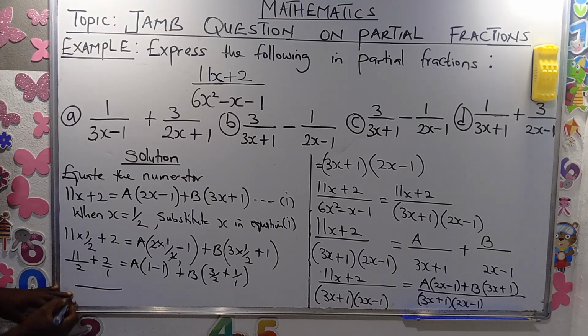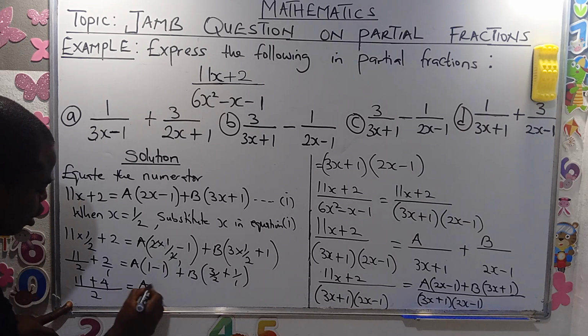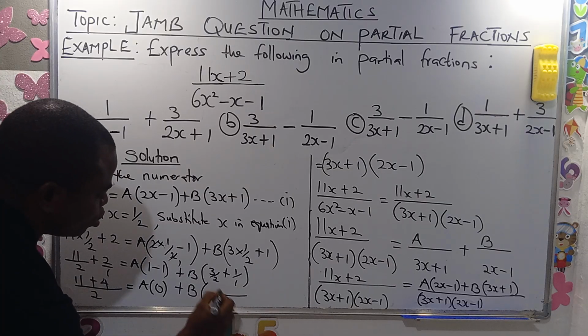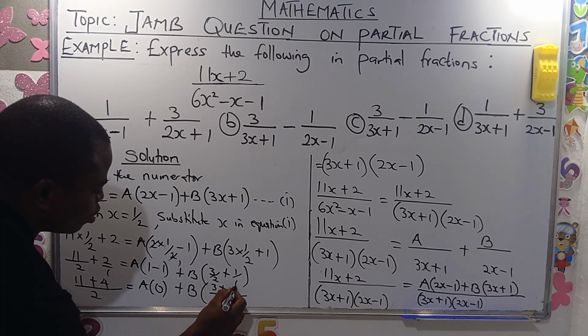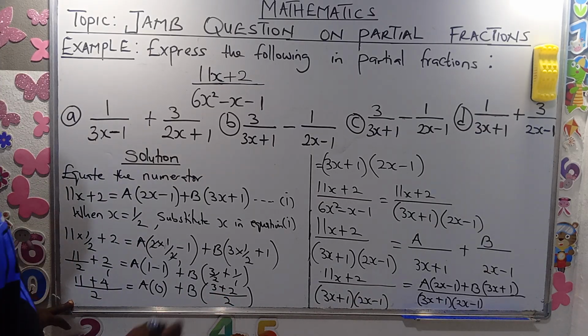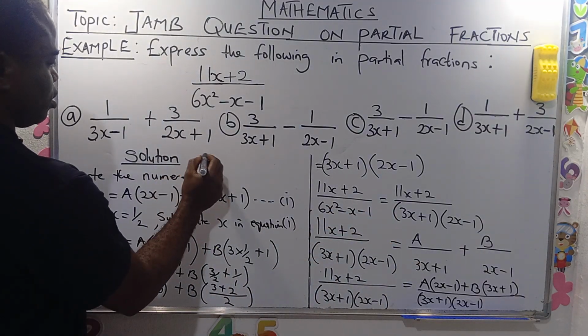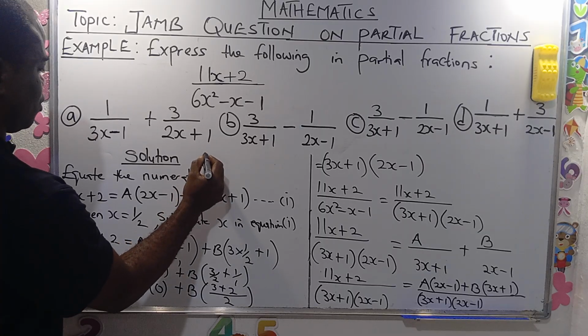Now, LCM of this is 2. 2 into 1, 1 times 11, 11, plus 1 into 2, 2 times 2, that is 4. Now, I have it to be equal to A into 0, plus B, open bracket, what's the LCM? 2. 2 goes into 1, 1 times 3, 3, plus 1 goes into 2, 2 times 1, 2. Please don't forget our expression here, because we're still going to replace it back.